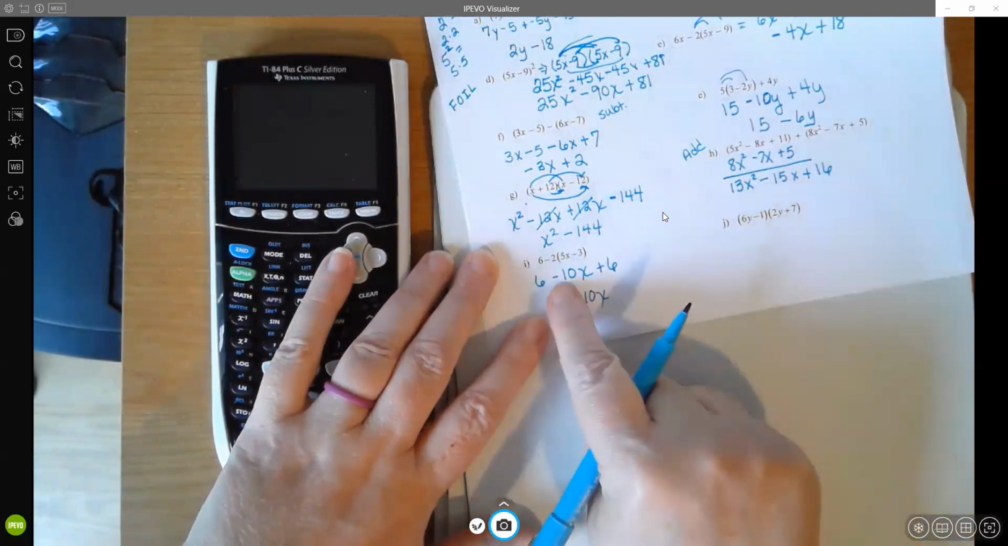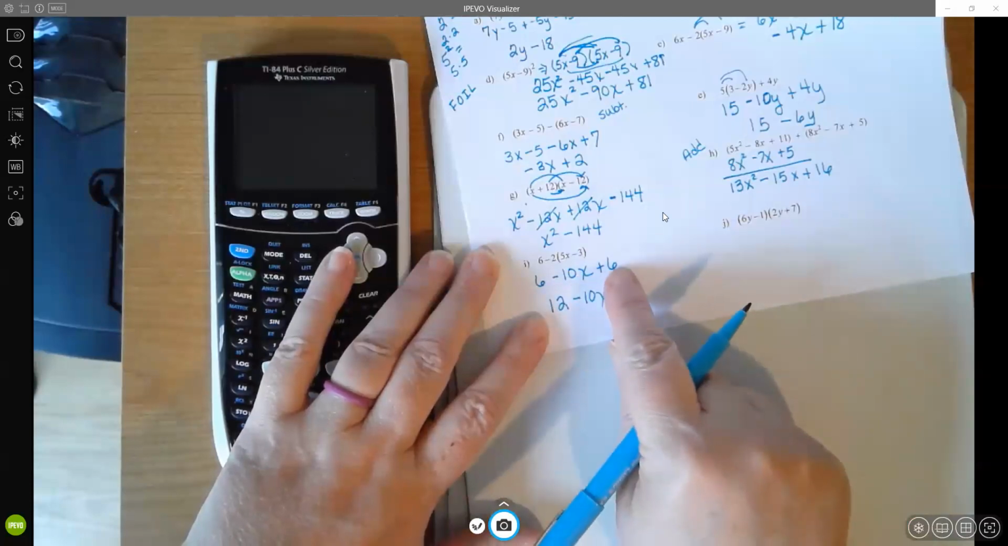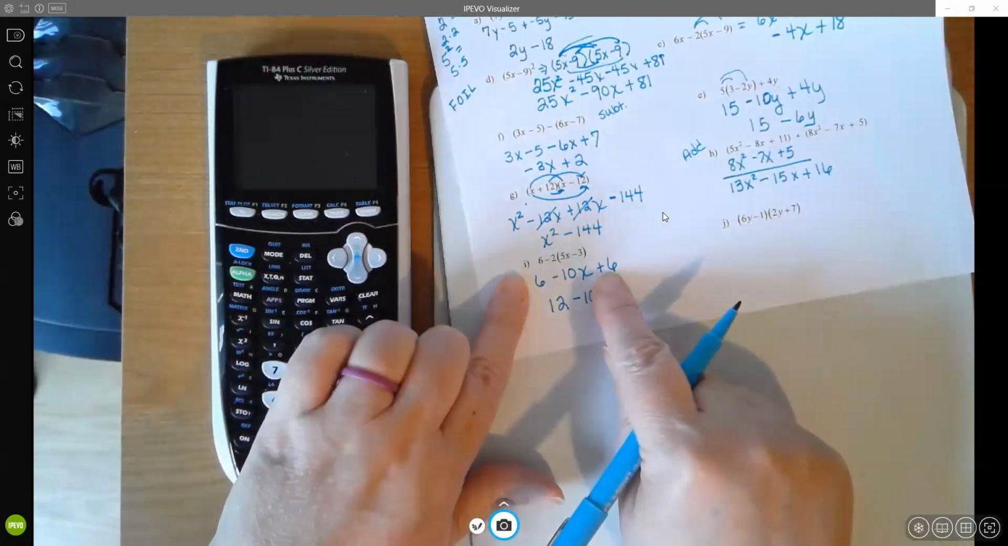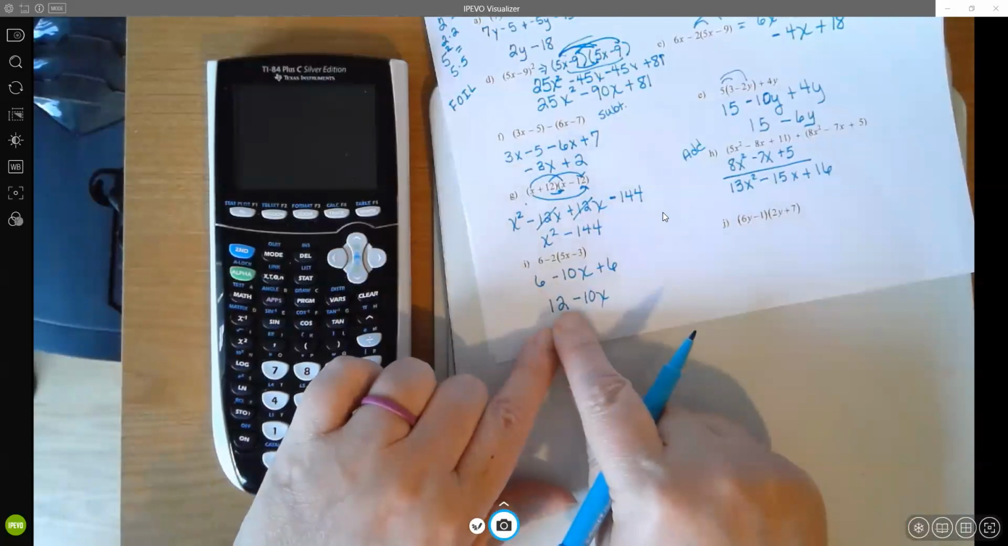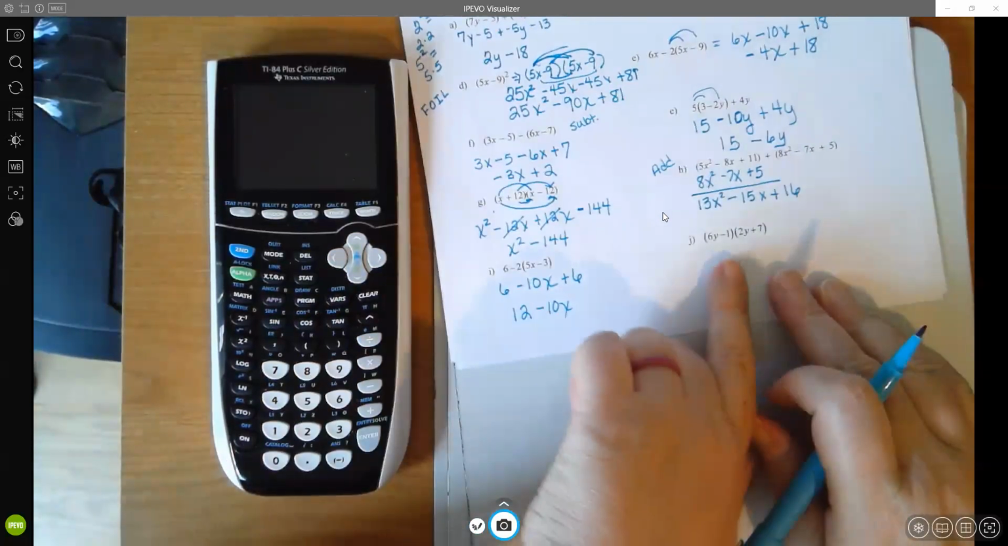Do not let that negative confuse you. That negative goes with the 10. This 6 is a positive. This 6 is a positive. 6 plus 6 gives you 12.